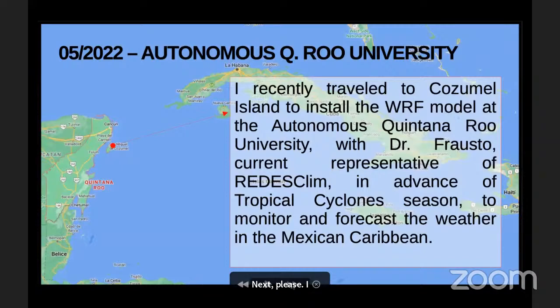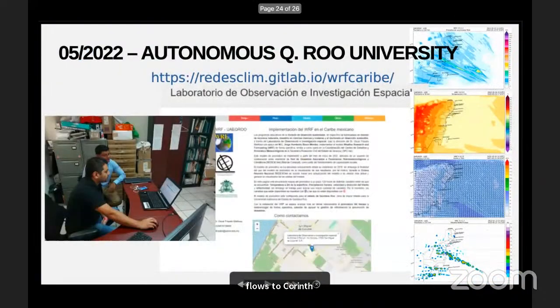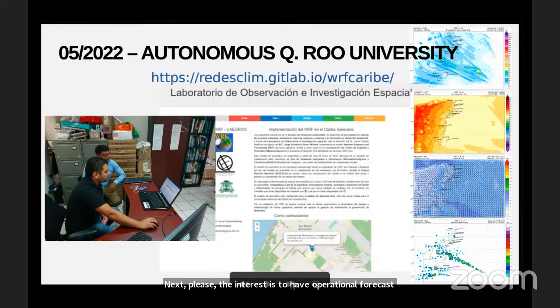Finally, I recently traveled to Cozumel Island to install the Dwarf model at the Autonomous Quintana Roo University with Dr. Frausto. Next, please. The interest is to have operational forecasts in advance of the rainy and tropical cyclone season to monitor and forecast the weather in the Mexican Caribbean. Next, please.